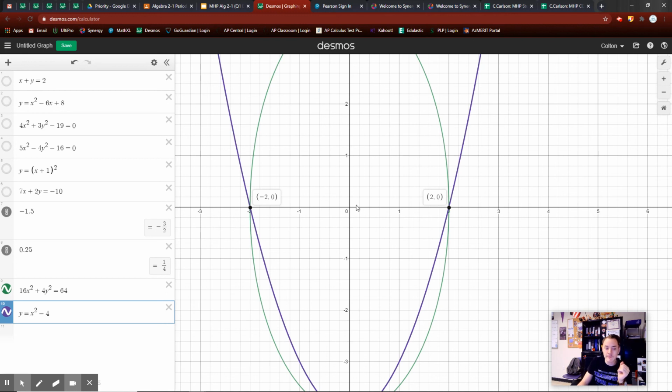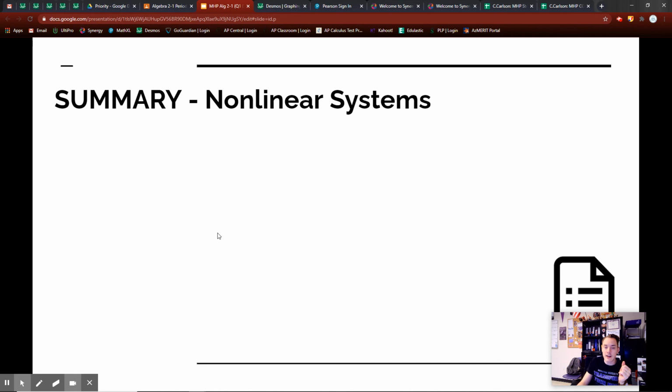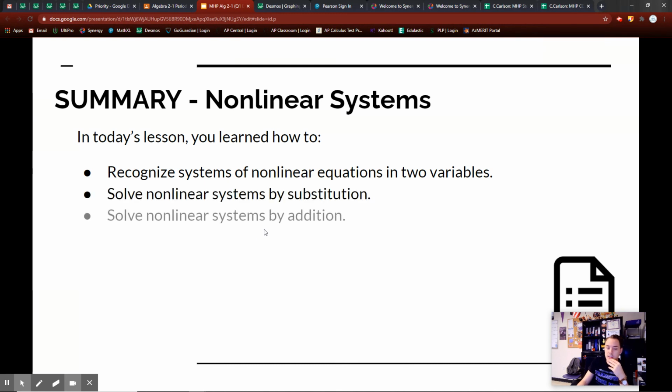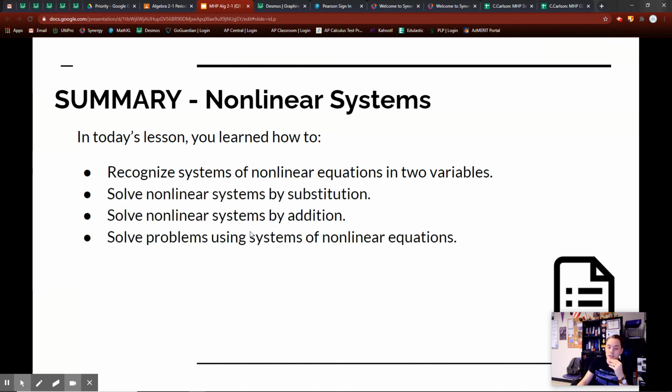Sweet. So we used a lot of stuff today. We used a lot of Desmos. We learned a lot of nonlinear systems stuff with substitution. We even reviewed some algebra 1 here. So we recognize systems of nonlinear equations with two variables if they have a squared on them and stuff like that. Solve nonlinear systems by substitution, addition. We also looked at solving problems such as word problems with nonlinear equations.